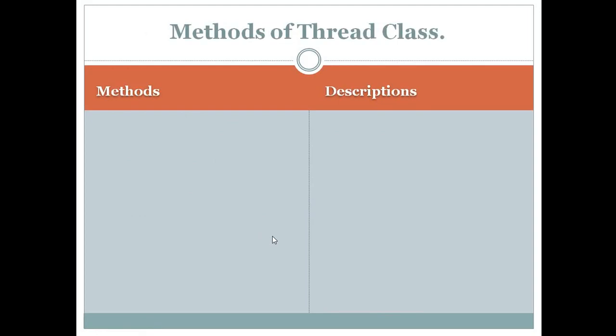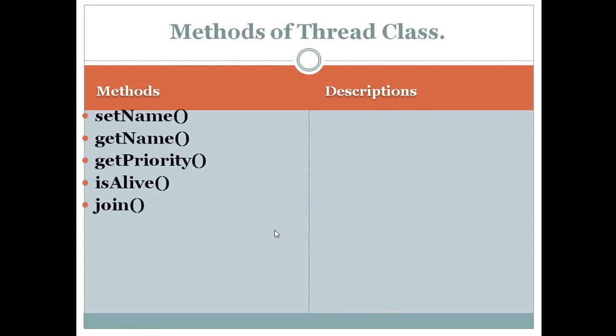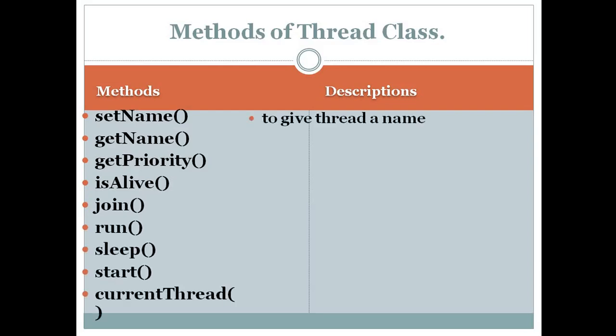What are the methods in the Thread class? The methods like setName, getPriority, isAlive, join, run, sleep, start, currentThread. All these methods have some functionality. The setName method sets a name of a thread, to give a thread a name. We can assign a name to a thread through the setName method.